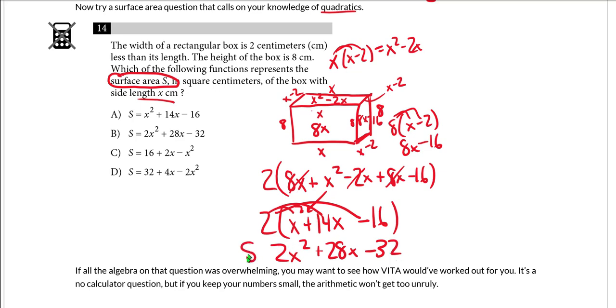That should be my surface area. 2x squared plus 28x, 2x squared, 28x, 32. There's my answer, B. That is the surface area. That's what they were asking.